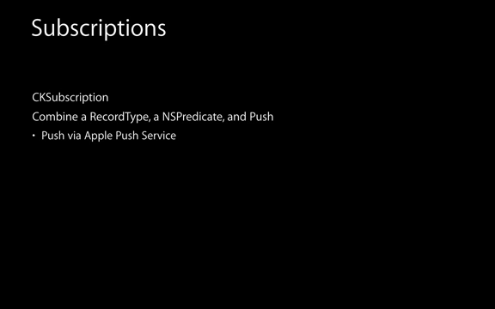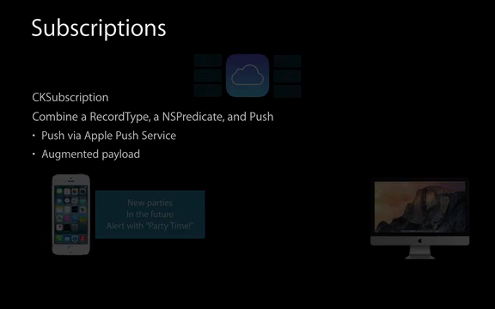So subscriptions are exposed in our API as the CKSubscription class. They combine a record type, a predicate, and push. Push is delivered via the Apple Push Service. If you've used APS in the past, you're largely familiar with this, but note, CloudKit pushes are slightly augmented. They contain CloudKit-specific information about what caused the push to happen. Let's have a look at an example.